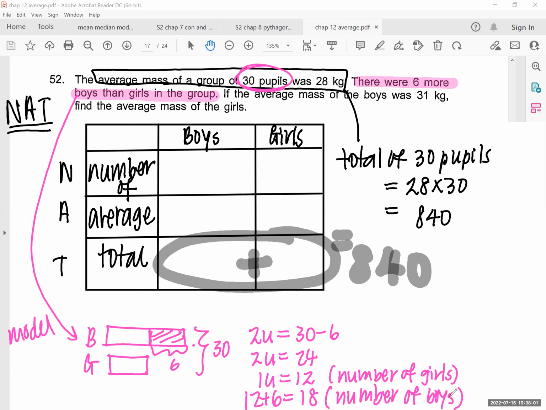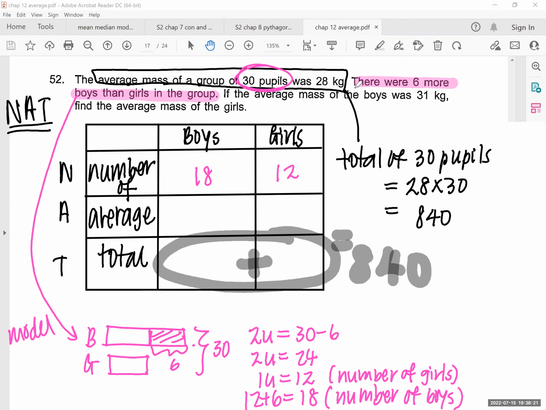So number of boys, what do I fill inside here? 18. Number of girls, what do I fill in? 12. Okay. All this must write in your notes, guys. Please take note, question 52. So this, can you see this? Based on this pink sentence, I can form all the pink information there.